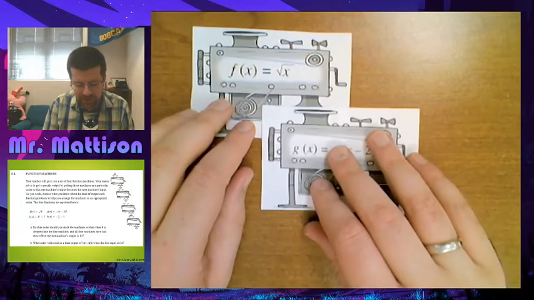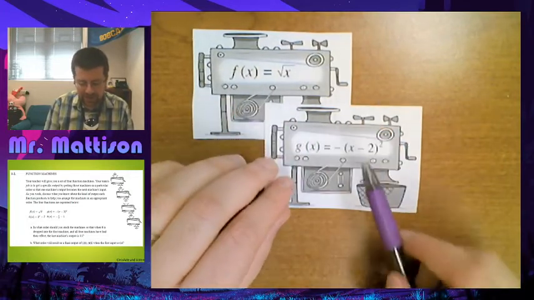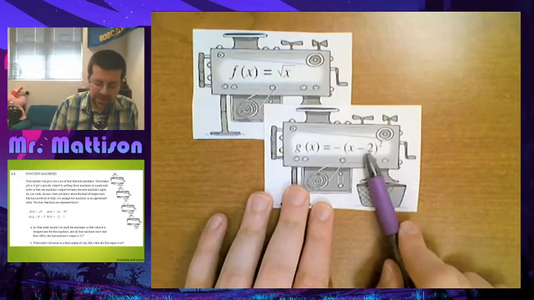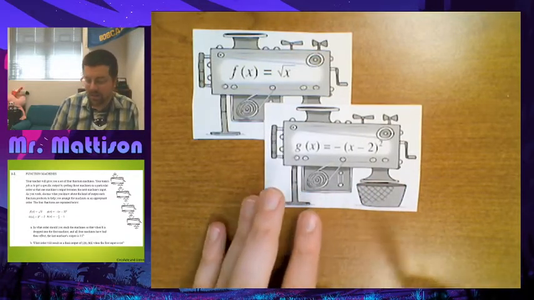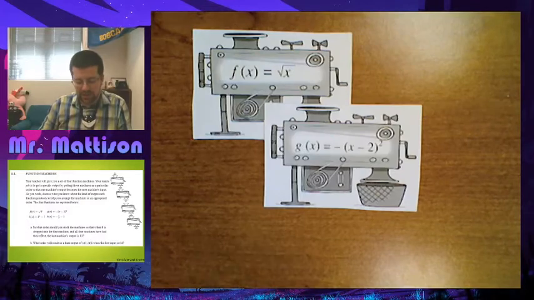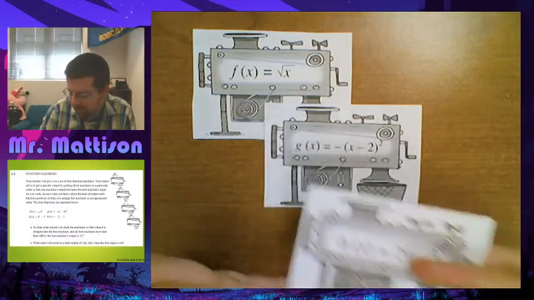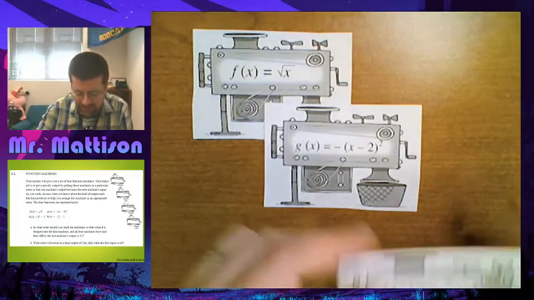So for G, if I get out 8, 8 minus 2 is 6, 6 squared is 36, I get negative 36, right? So again, I don't want to be doing that negative 36 into H, because that would give me some ugly fractions. So let's try that negative 36 into K.